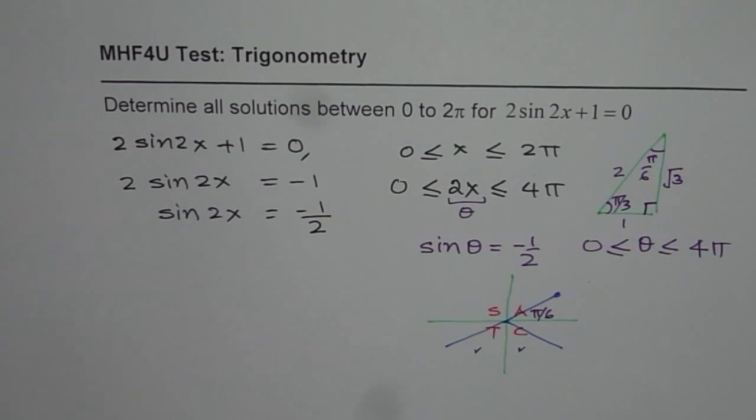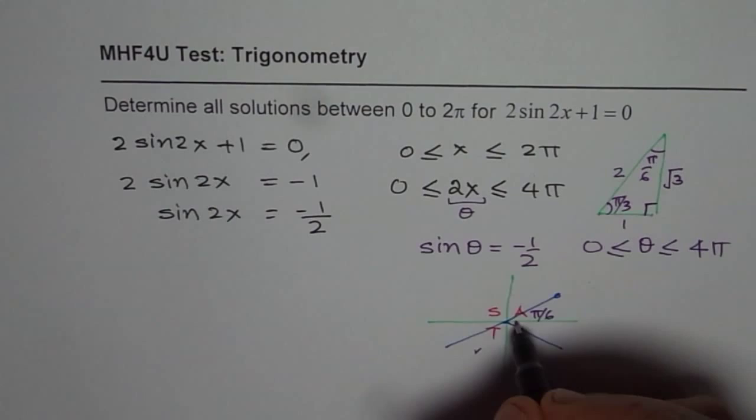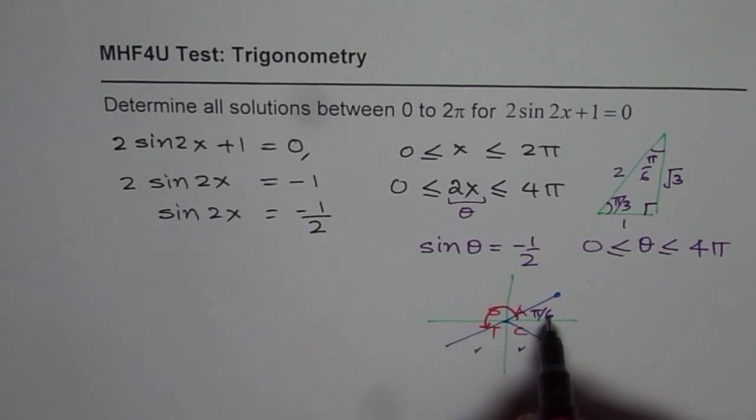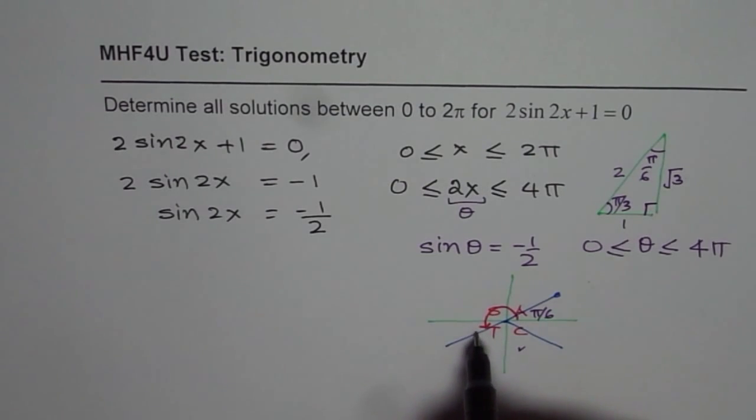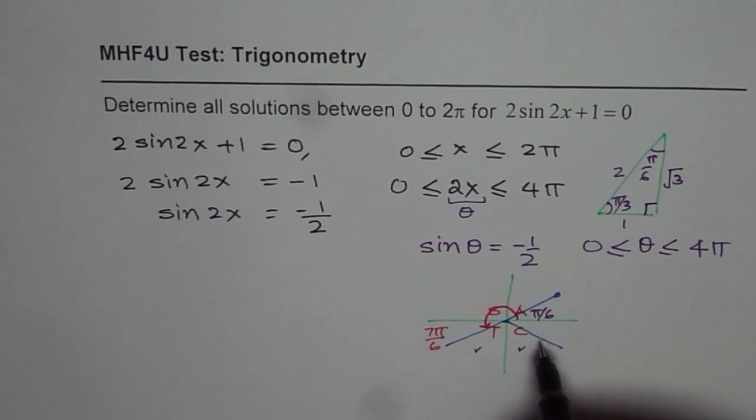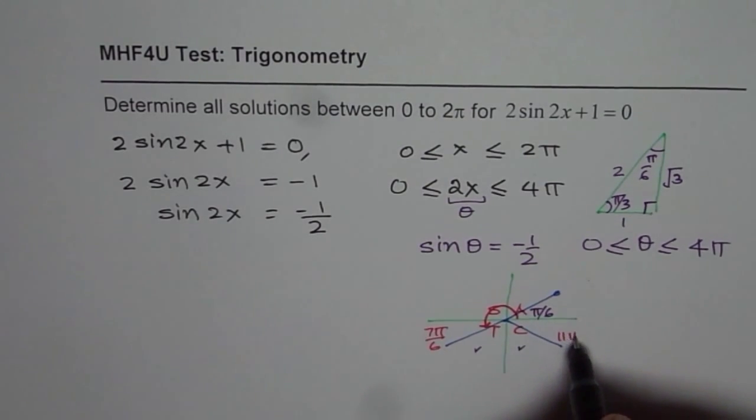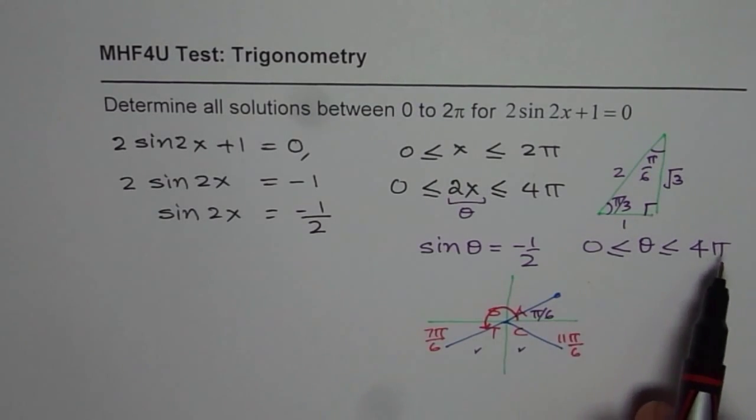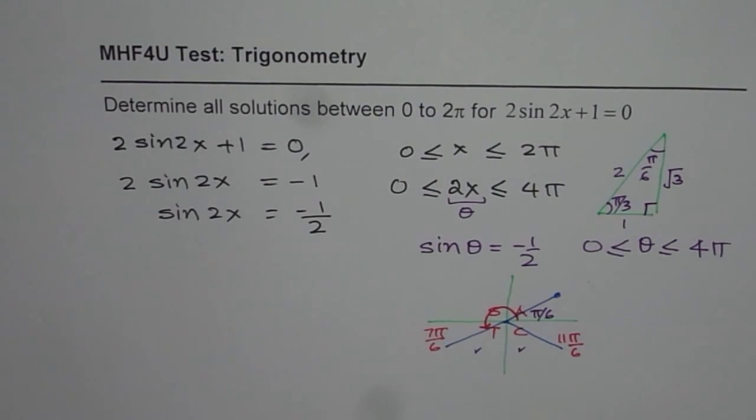And therefore, we know that the two possible solutions within 2 pi will be pi by 6 plus pi, correct? Pi by 6 plus pi, which is 7 pi by 6, or 2 pi minus pi by 6. In all there are 12 pi by 6, so this one will be 11 pi by 6. So these are two possible solutions for theta, but these two are within the interval of 0 to 2 pi. So you have to write all other solutions also, right?